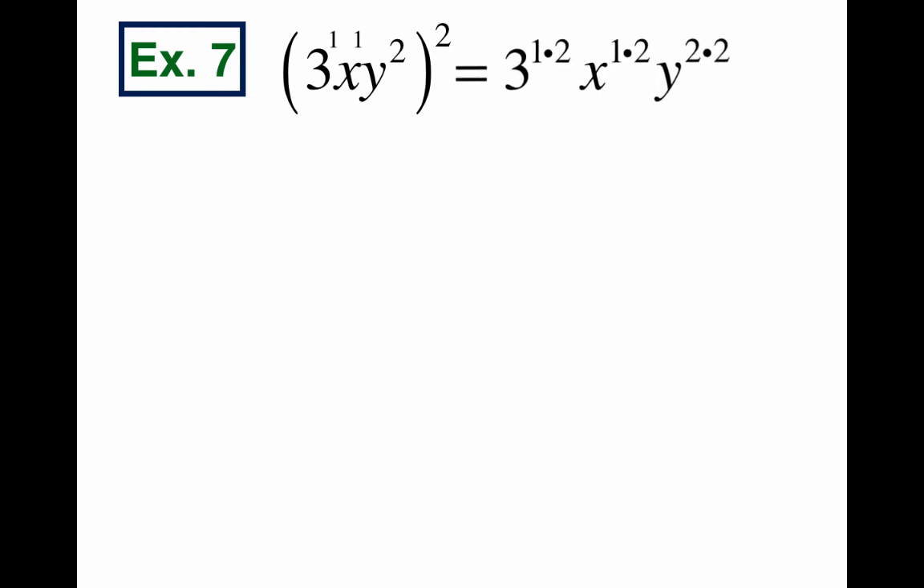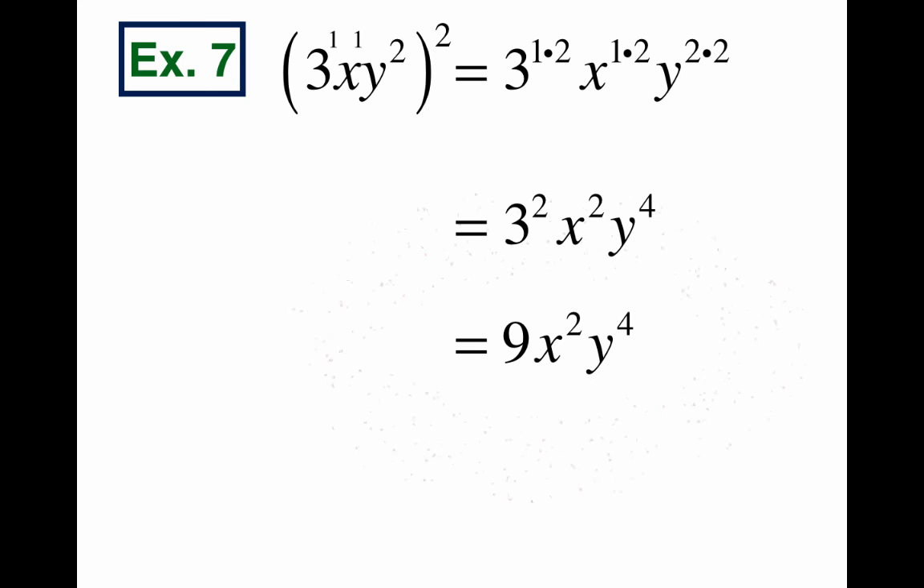So I'm going to have 3 to the 1st times 2, x to the 1st times 2, and the y squared times 2. Now that'd be 3 squared, x squared, and y to the 4th. Now what is 3 squared? 3 times 3 is 9. So the answer is 9x squared y to the 4th. That's my simplified solution. All right, your turn. You're going to try a problem.